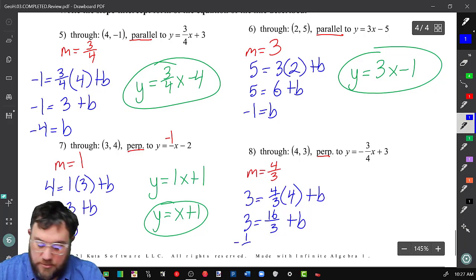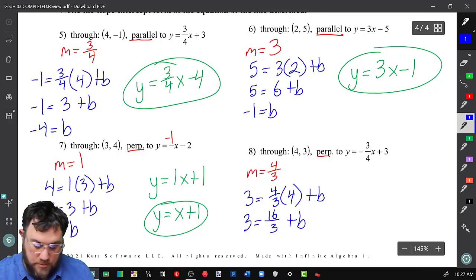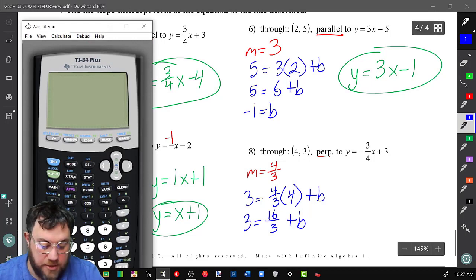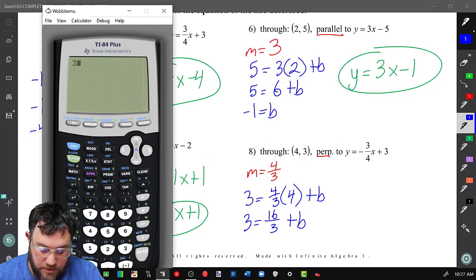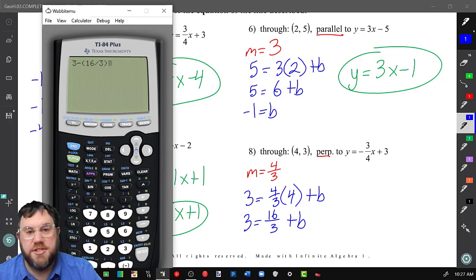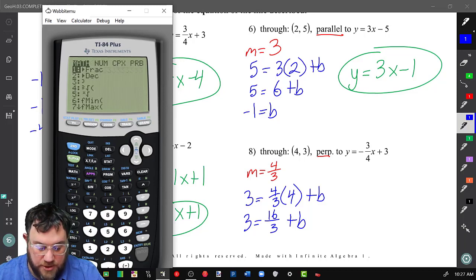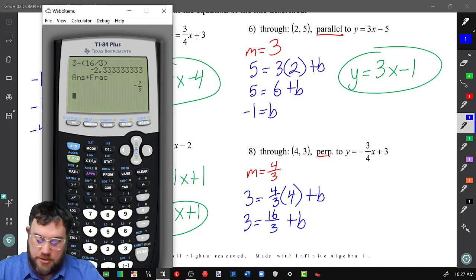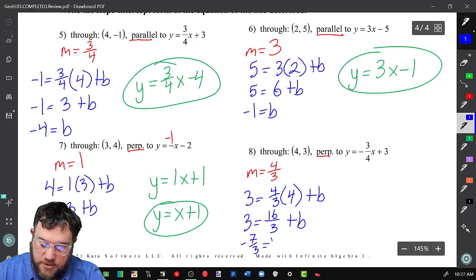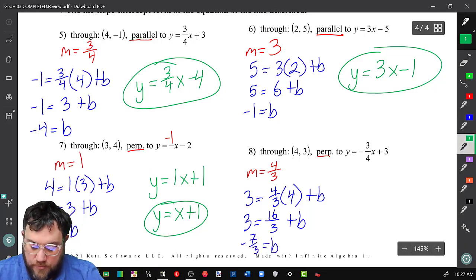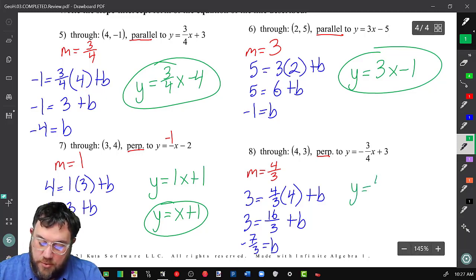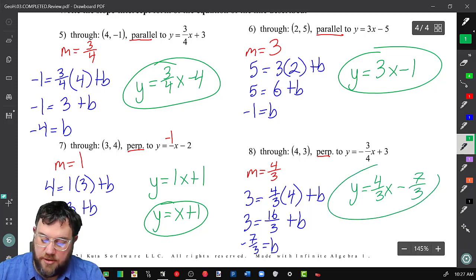Nope. Let's pull out our trusty calculator and make sure we do this right. 3 minus parentheses 16 divided by 3. Remember, that's how we do fractions. They're just dividing problems. It's going to give us a decimal. We don't want decimals, so math, enter, we'll change it. So we get negative 7/3 equals b. So our equation, y equals 4/3 x minus 7/3.